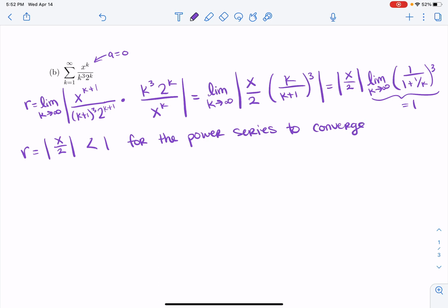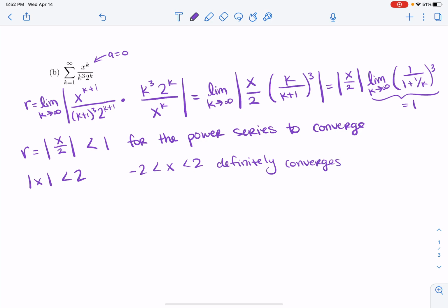All right, so that's the same as saying the absolute value of x is less than 2. Okay, so what does that mean? That means that x is either, let's see, that means that negative 2 is less than x is less than 2. And this is where it definitely converges by the ratio test.